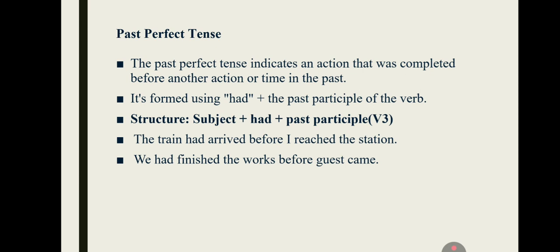Now let us see past perfect tense. The past perfect tense indicates an action that was completed before another action or time in the past. It is formed using had plus the past participle of the verb. Structure is subject plus had plus past participle or V3 form. Example, the train had arrived before I reached the station. We had finished the work before the guest came.